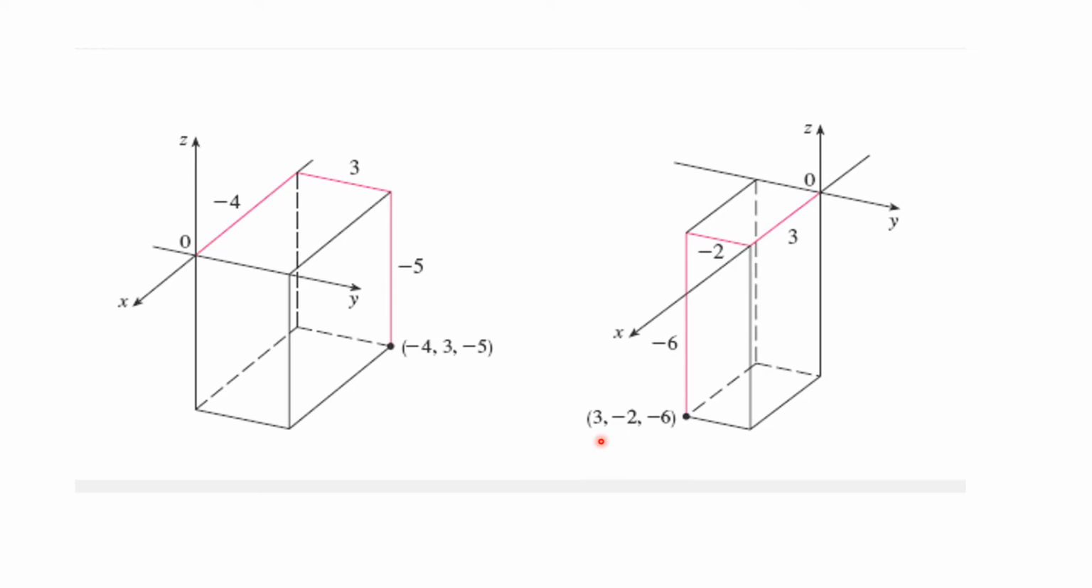Similarly, if we wanted to plot (3, -2, -6), we would go out 3 on the x-axis. We would go -2 on the y-axis and down 6 on the z-axis, and this is where you would plot (3, -2, -6).